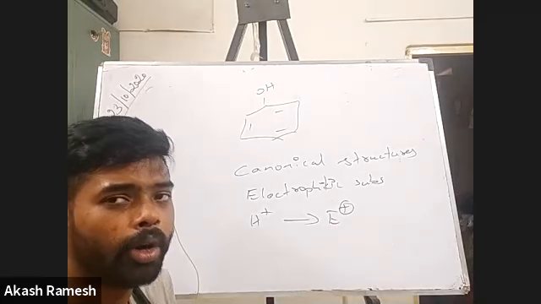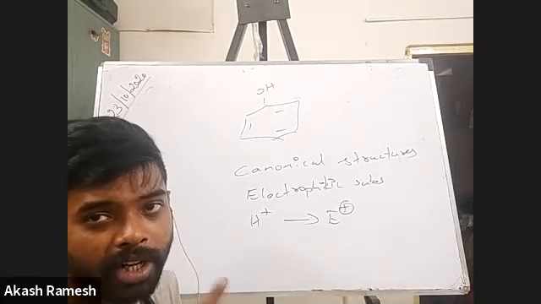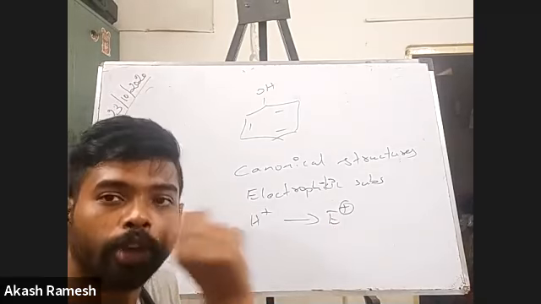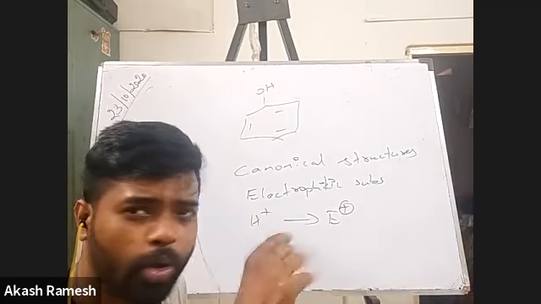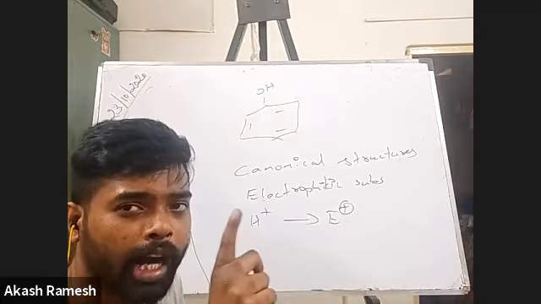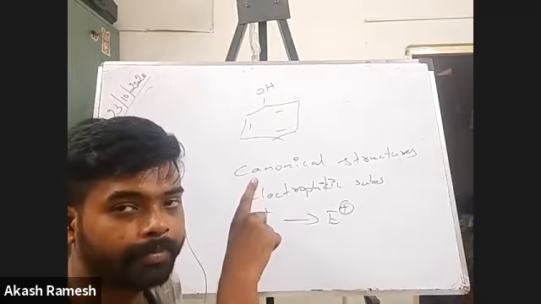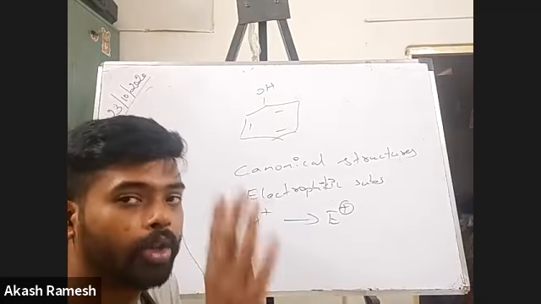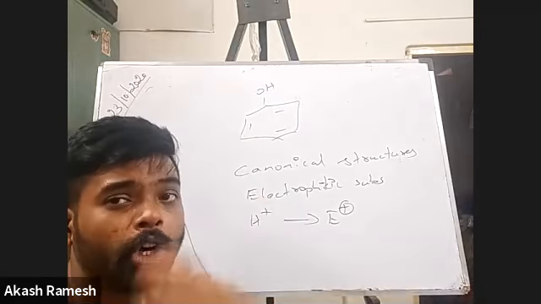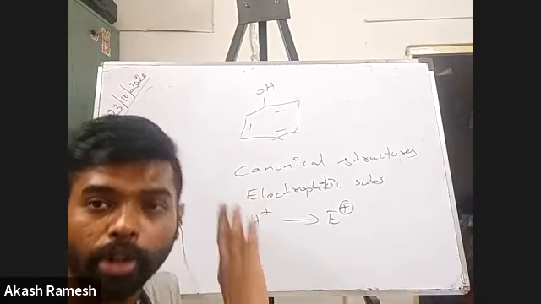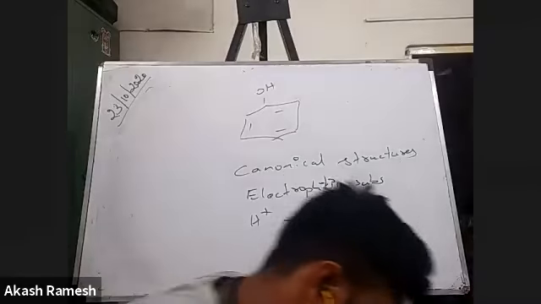Now, I want you to draw the resonance structures of phenol. Go for it. You already know where you have to start. You have to start with the lone pair on oxygen. I'll give you a minute's time. Quickly, I want you to draw all the resonance structures.